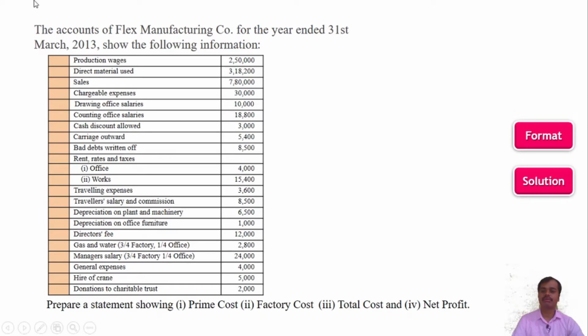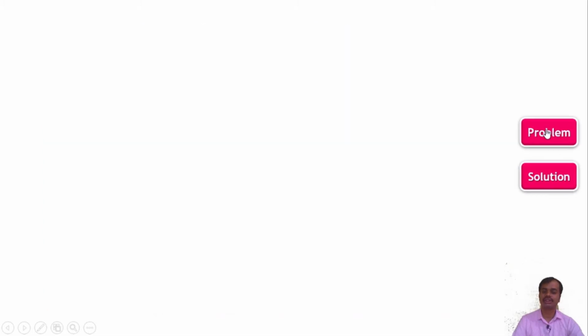So in this problem, this information is not available, meaning they have not given the opening stock of raw material, finished goods, and work in progress, nor the closing stock of raw material, work in progress, and finished goods. So friends, for this problem, we have to make the solution in simple cost sheet format. So let's see the format of the cost sheet.